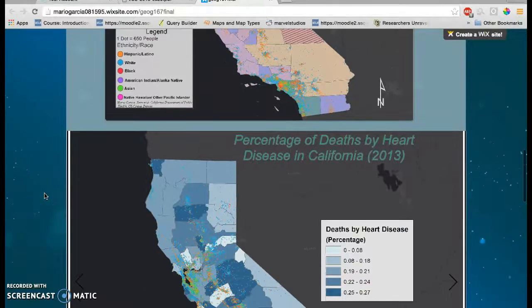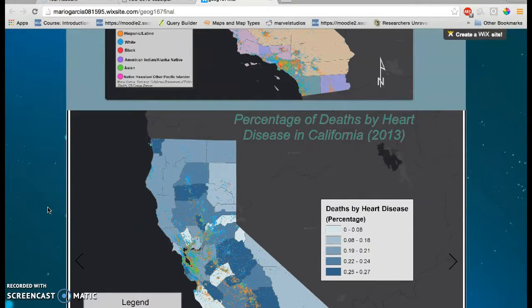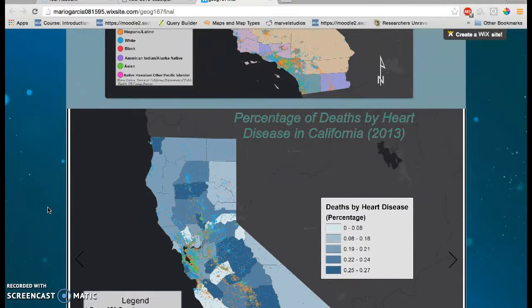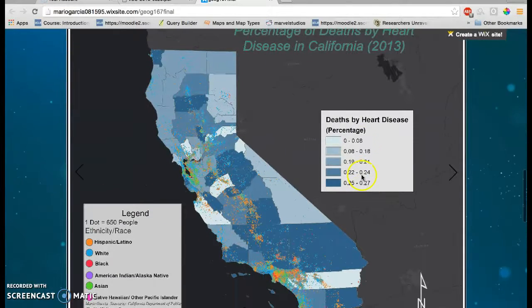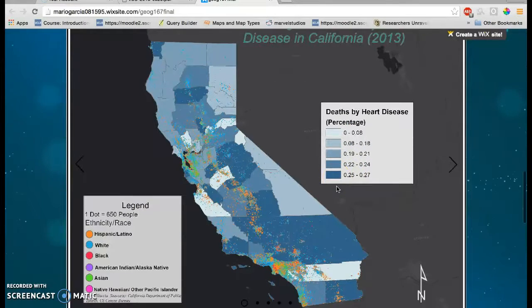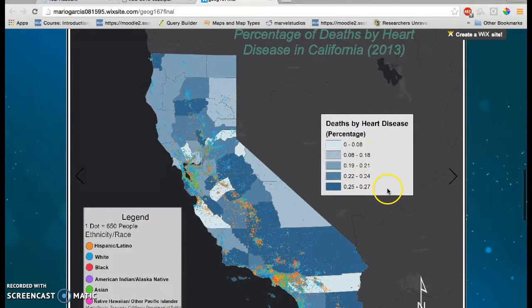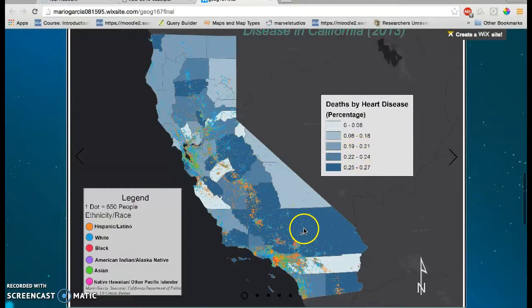For these maps, I decided to do the total percentage of deaths by heart disease in California. It's a graduated map, and lighter colors represent a lower percentage of deaths by heart disease in each county. The dark blue represents a higher percentage of deaths by heart disease in each county. So you can see that these counties suffer from a high percentage of heart disease deaths, while these counties don't really suffer that much from heart disease.